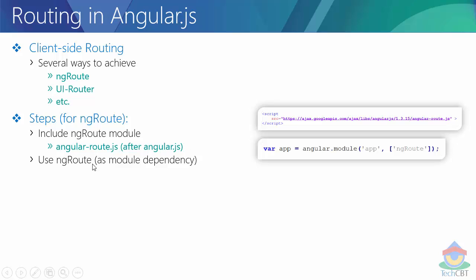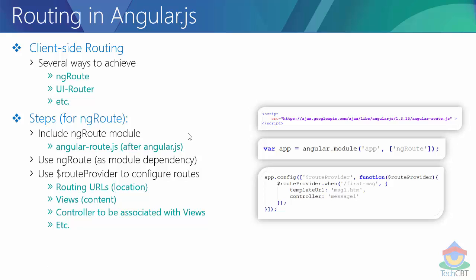Next, you have to use ngRoute as part of your module dependency. Which means you have to include that in your module specification. In this case, I am specifying that I'm going to have a new module called app. However, my module app is going to be depending on another module called ngRoute. So that dependency needs to be made as part of your application before you even try to use ngRoute.